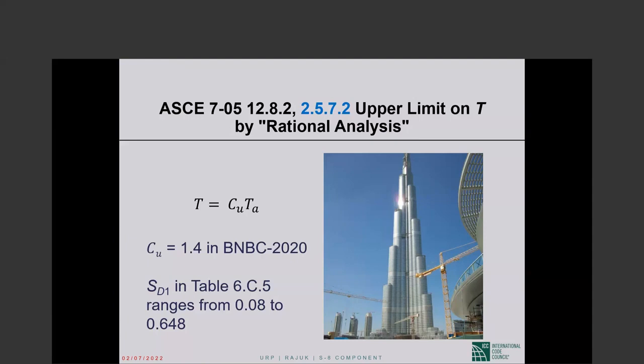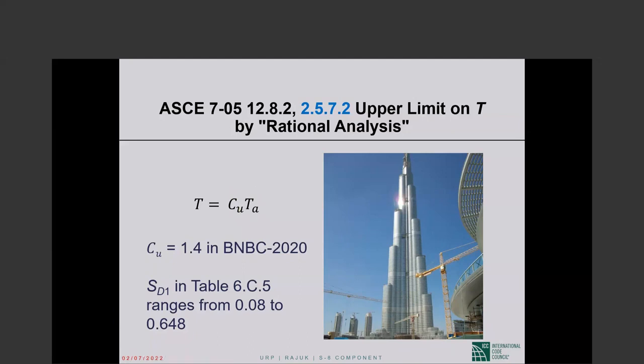That is not the purpose of rational period computation. That actually defeats the purpose. It is not supposed to be a license to lower your design base shear just as much as you would like. So that being the case, there are limitations, there are restrictions on rationally computed period. You can compute it as long as you want it to be, but for design purposes, you shall not take it any more than a multiplier times the approximate period.